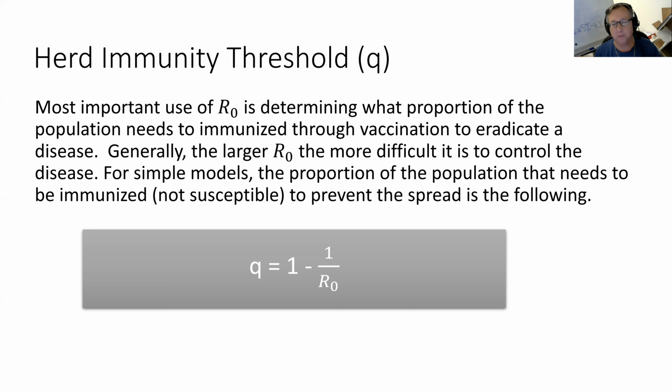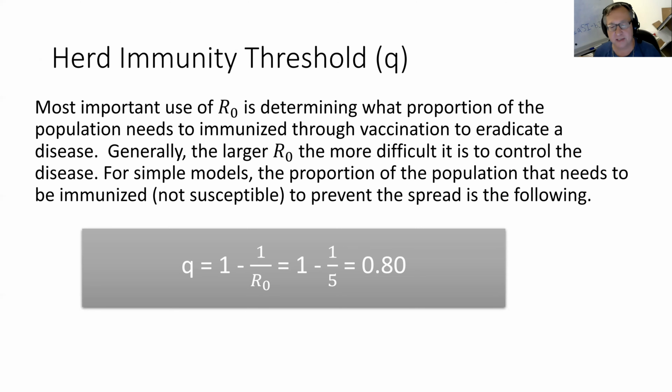So for simple models like what I'm going to be working through, the proportion of the population that needs to be immunized, in other words, to not be susceptible, to prevent the spread of the disease is going to be this following equation. So it's going to be Q, which is going to be equal to 1 minus 1 over this R naught.